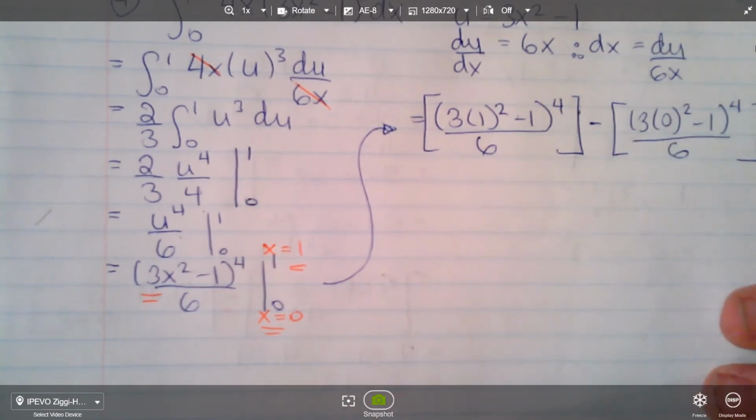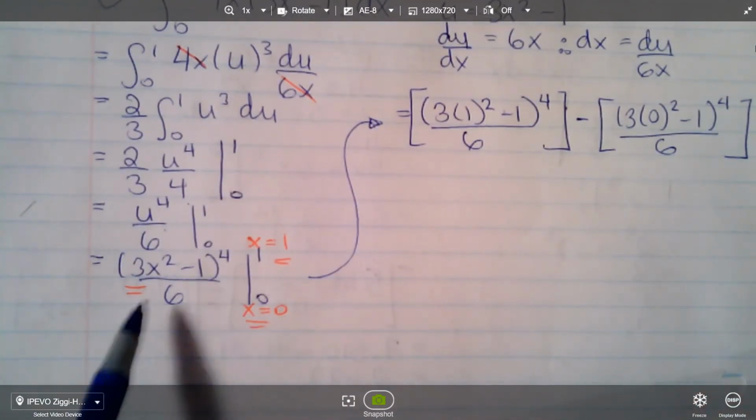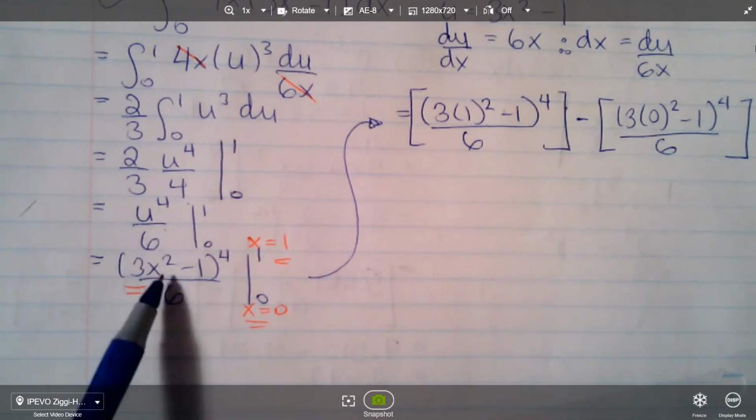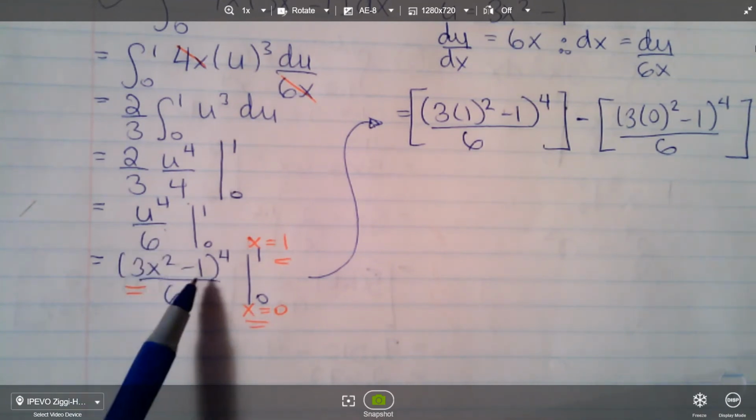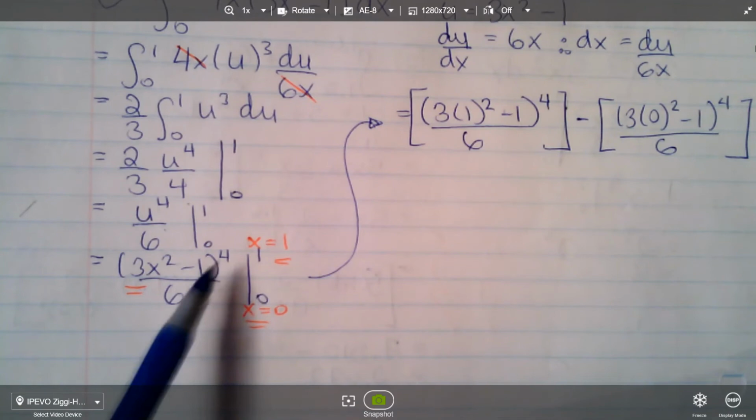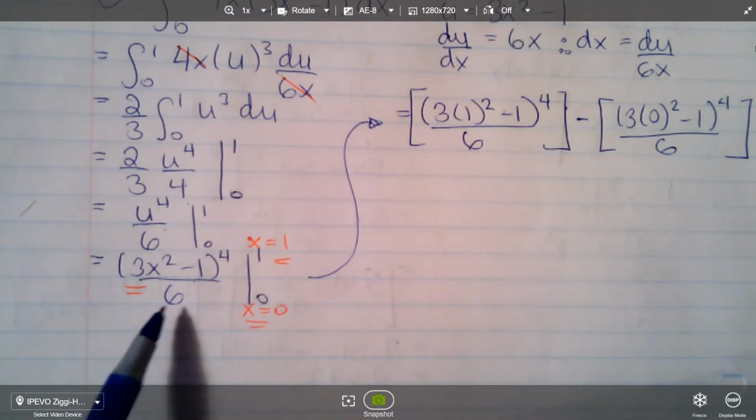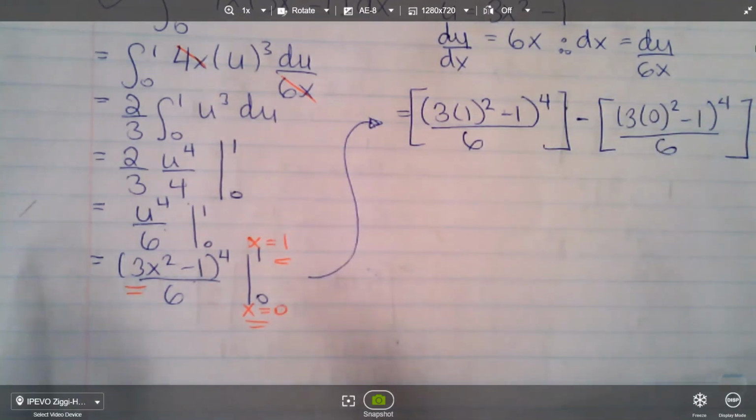So I'm going to sub everything in there. I did that really quick. I'm going to make sure I did it right. 3, 1 squared minus 4 minus 1 all to the 4 over 6. That looks good. Okay. So one final note before we finish off this example. We'll do those last two applications in the notes there.